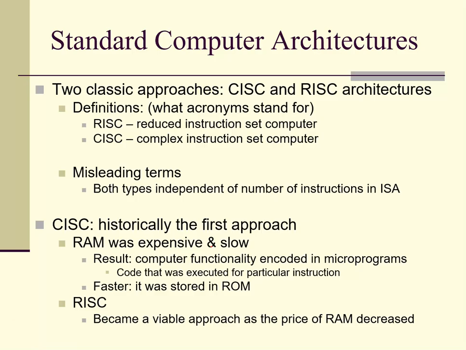So there are two types of computer architectures out there, RISC and CISC. These aren't the definitions, this is what the acronyms stand for: Reduced Instruction Set Computer and Complex Instruction Set Computer. These terms are extremely misleading because both types of architectures are independent of the number of instructions in the instruction set architecture. Computers were historically CISC because RAM was expensive and relatively slow.